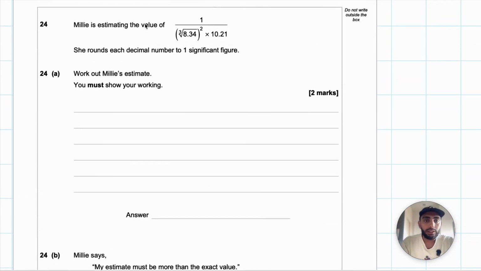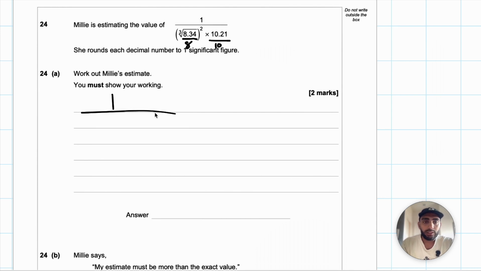Question 24. Millie is estimating the value of this. She rounds each decimal number to one significant figure. Let's round these to one significant figure. Significant just means the first non-zero digit. So both of these don't have any zeros at the start, so it doesn't really matter. This would round to 8 and this would round to 10. Work out Millie's estimate. Show your working.